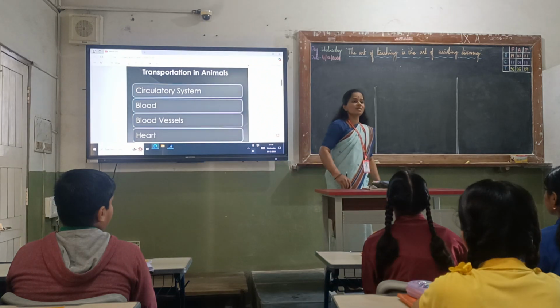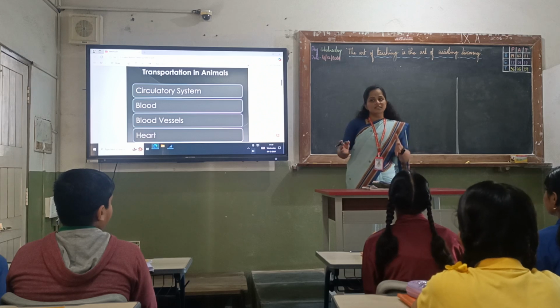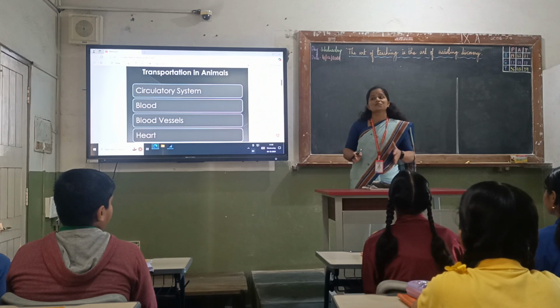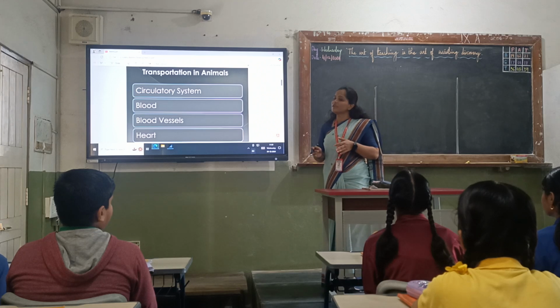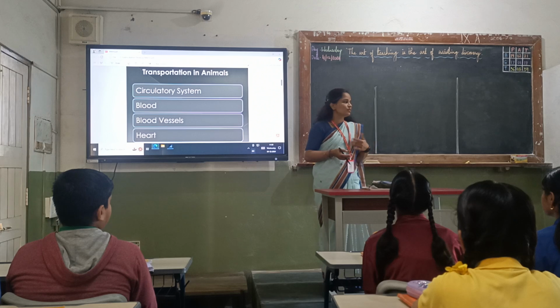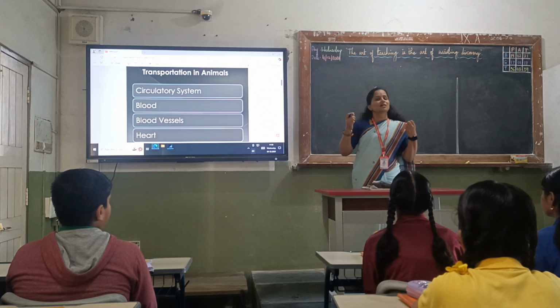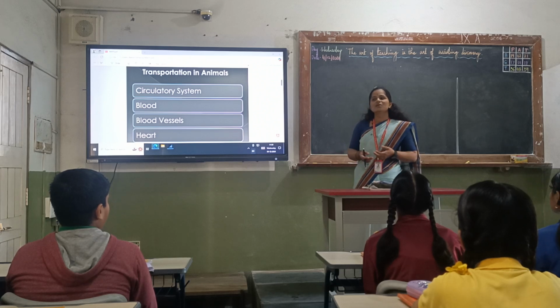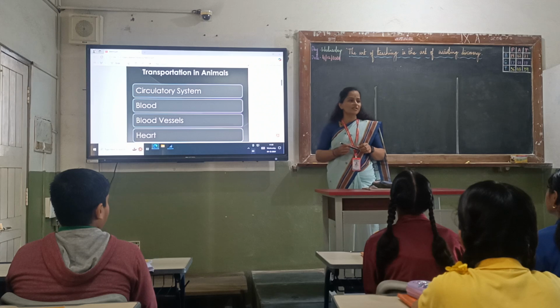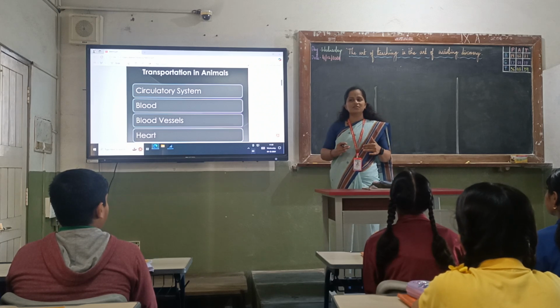For what purpose? To survive. Yes. And these elements need to be transported to each and every part of the body so that they can use them properly. Because you know that we walk, we ride, we run. Whatever physical activities we do daily, for those physical activities we need energy. And which things give us energy?